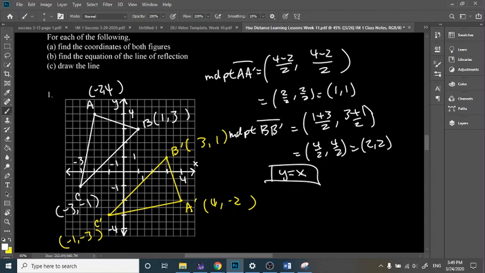A and A prime: (-2, 4), (4, -2), (1, 3), (3, 1), (-3, -1), (-1, -3). So x and y are switched. If you remember from the previous lesson, if you have x and y switching, then the line of reflection is actually this. So with that, we can just directly graph this, because we know that that's what it is.